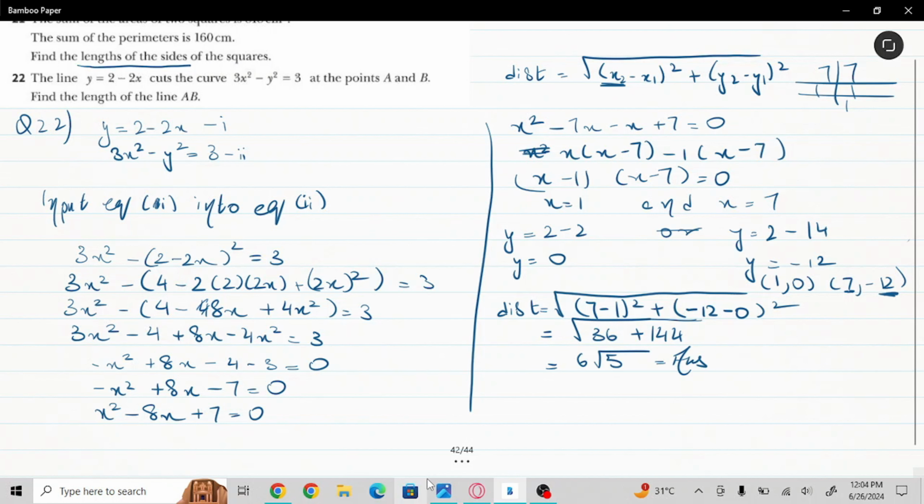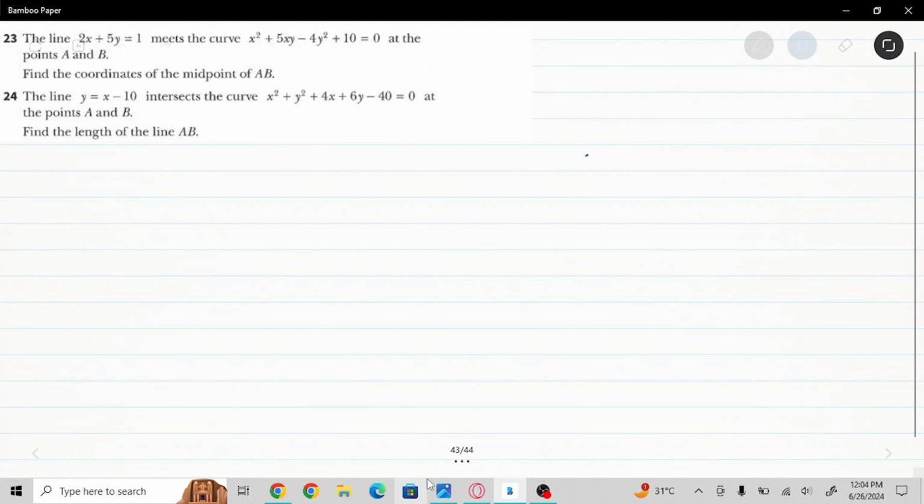Okay, that's it. This is question number 22. Let's proceed on to question number 23. For question number 23, we have 2x plus 5y is equal to 1, which meets the curve x squared plus 5xy minus 4y squared plus 10 is equal to 0. So find the coordinates of the midpoint of AB.